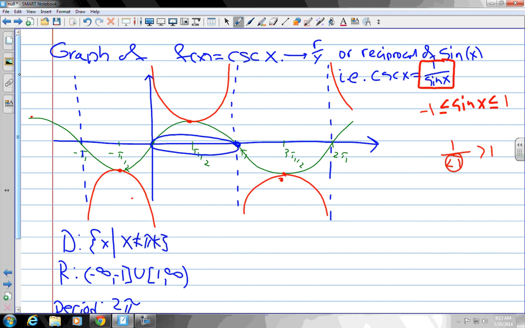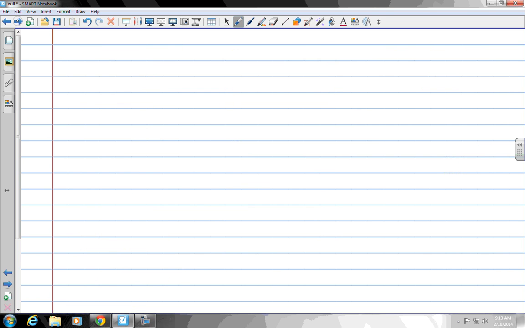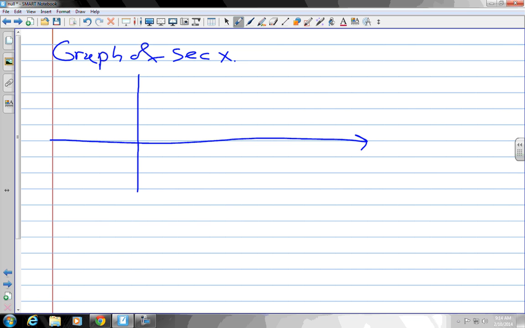So in order to do the secant curve, we'll do the same thing. We're first going to sketch the cosine x, and then we're going to find the asymptotes and do a very similar process. So graph of secant x. So again, we'll start with the cosine curve. So the cosine does something like that.